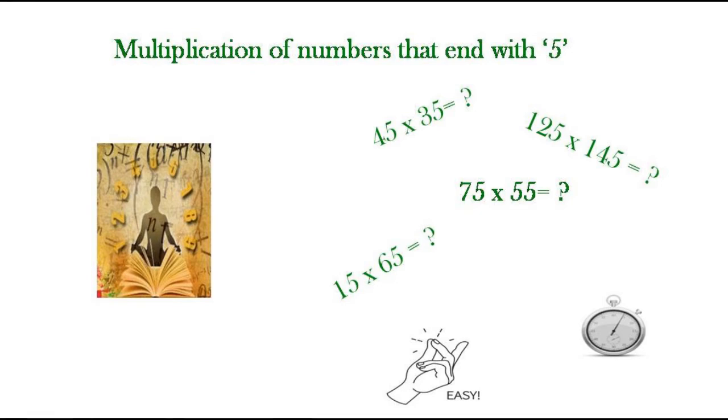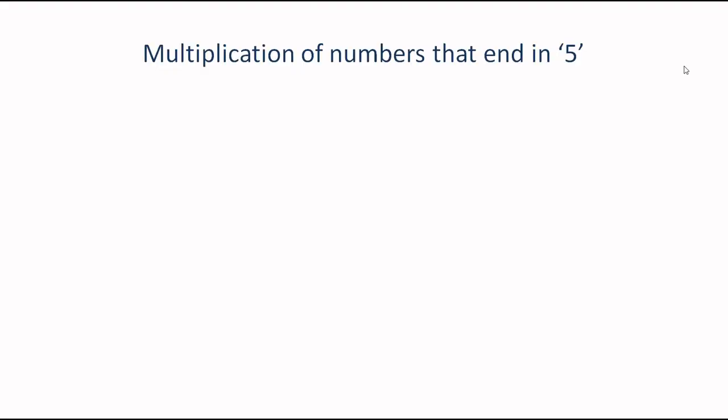Today let us look at a trick that will help us to multiply two numbers that end with 5. Here I have given a few numbers on which we can apply this trick. If we look into this, when the numbers end with 5, they will have 5 in their units place and the digits before that units place can be any number.